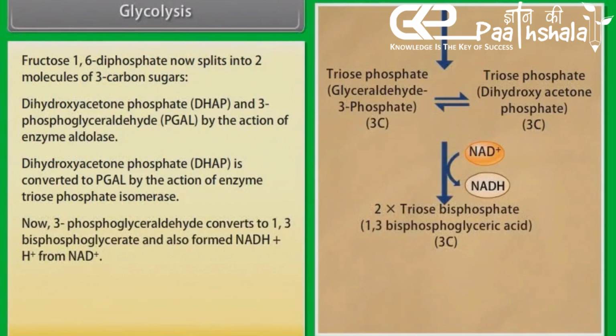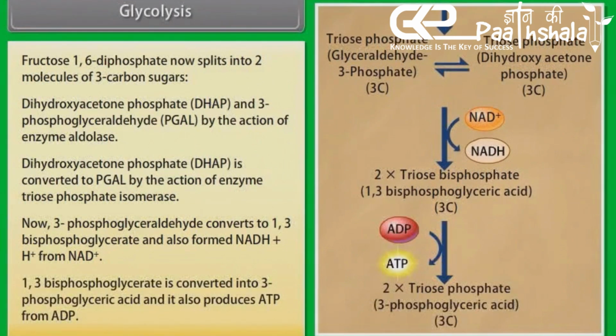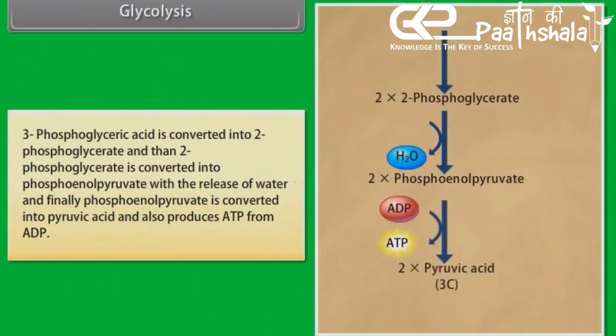Now 3-phosphoglyceraldehyde converts to 1,3-biphosphoglycerate and also forms NADH plus H plus from NAD plus. 1,3-phosphoglycerate is converted into 3-phosphoglyceric acid and it also produces ATP from ADP. 3-phosphoglyceric acid is converted into 2-phosphoglycerate and then 2-phosphoglycerate is converted into phosphoenol pyruvate with the release of water, and finally phosphoenol pyruvate is converted into pyruvic acid and also produces ATP from ADP.